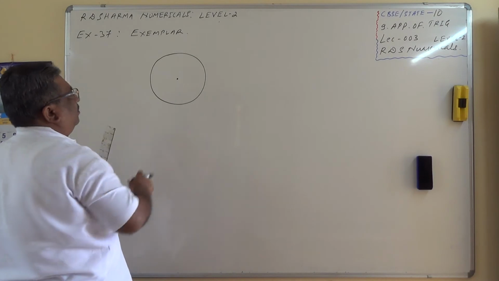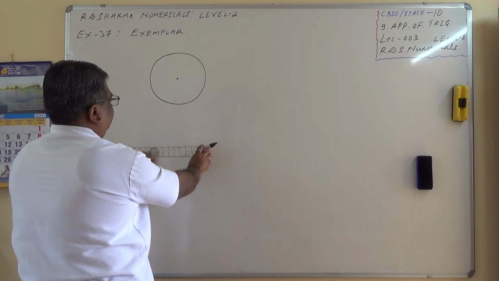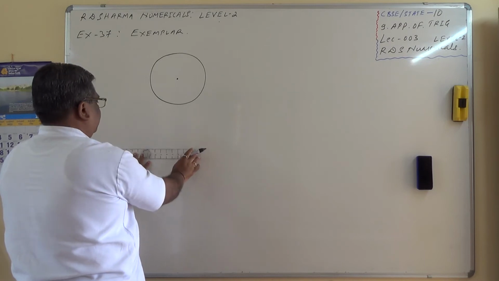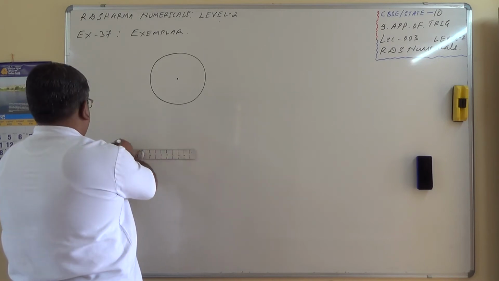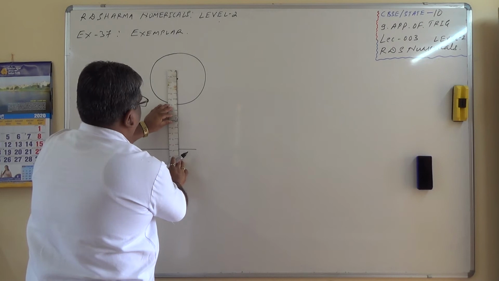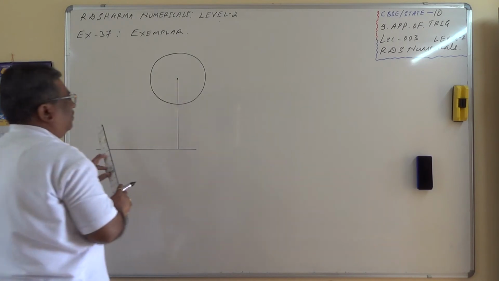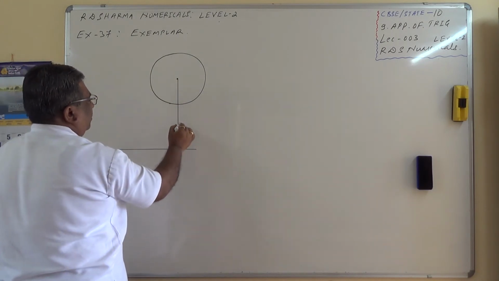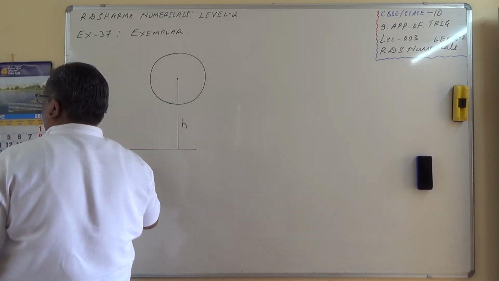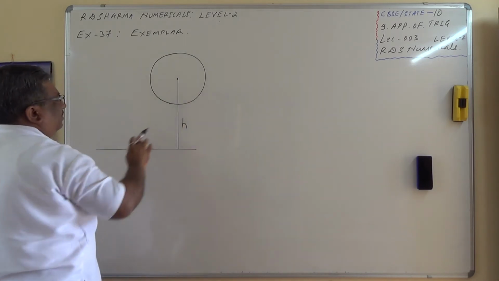Consider this balloon of radius r, and this is the ground here. And this be the height h, small h. We have to prove the height of the center of the balloon. Now this is the height of the center of the balloon.